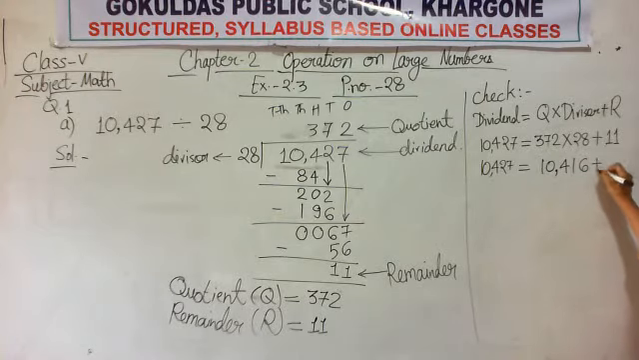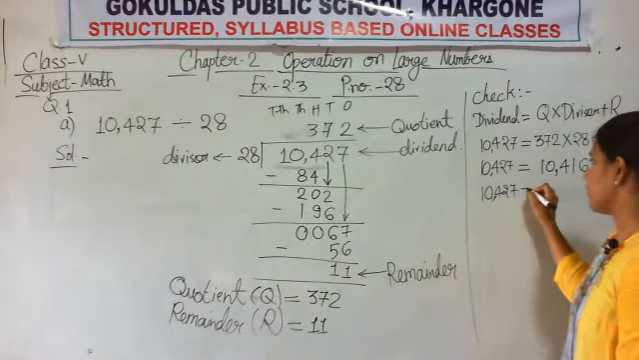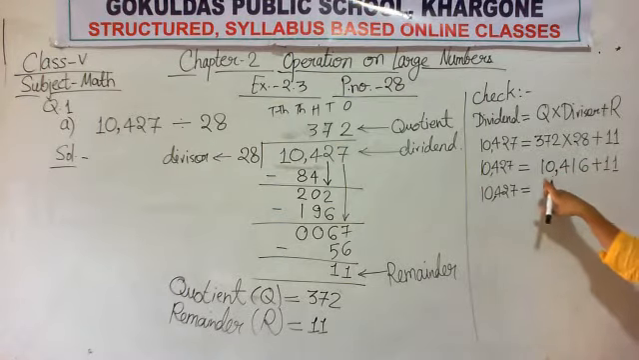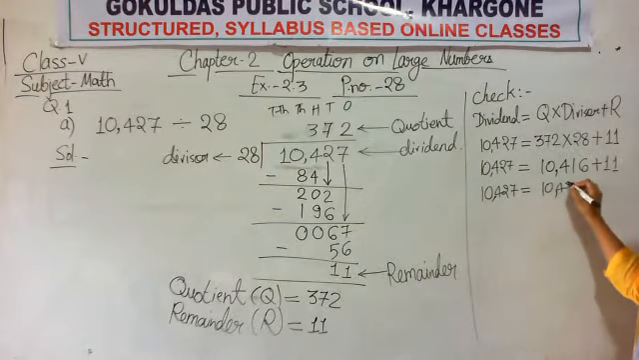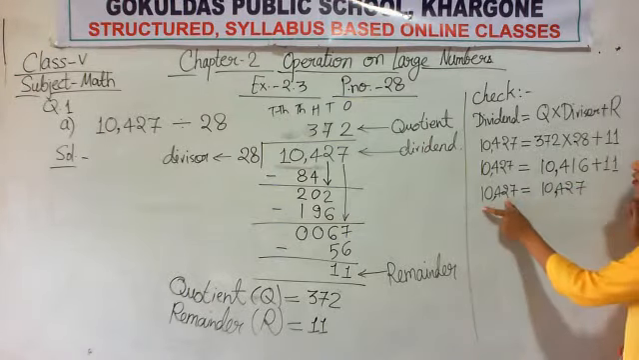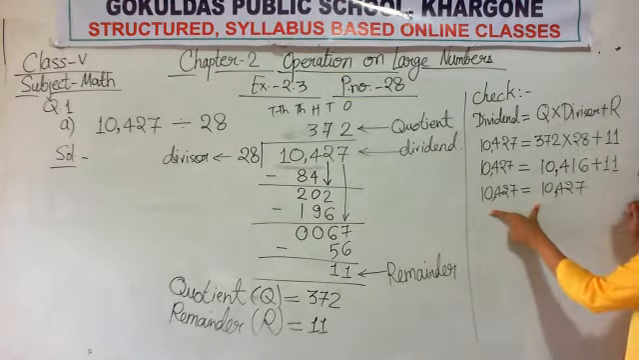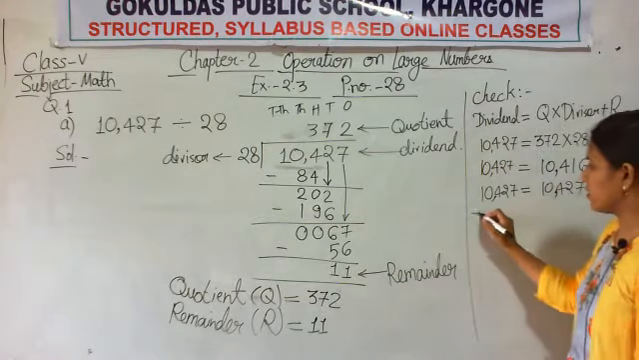Now put plus symbol, then 11, so write 11. So 10,427 equals to, now add these two numbers. Add 11 to 10,416. When you add, you will get 10,427 as the result. Now observe, this dividend is equal to this answer: 10,427 and here also 10,427. Both are equal, means your process of division is correct.